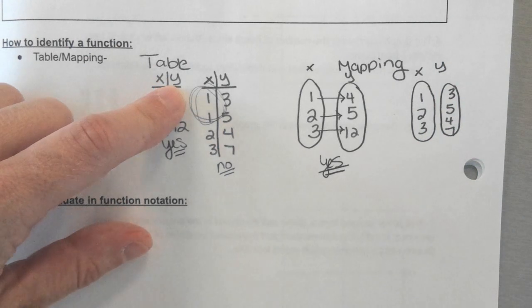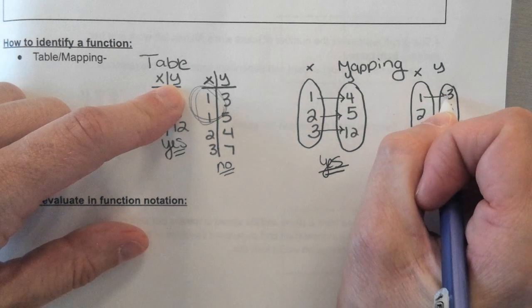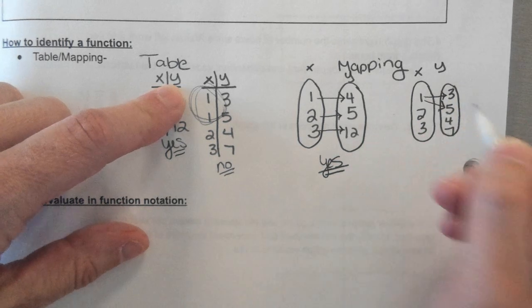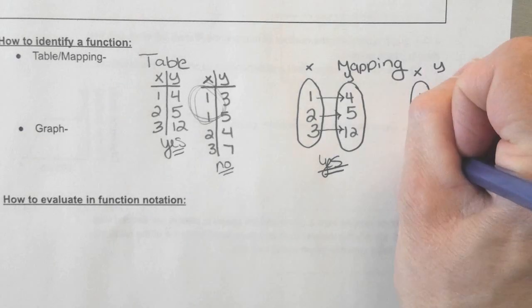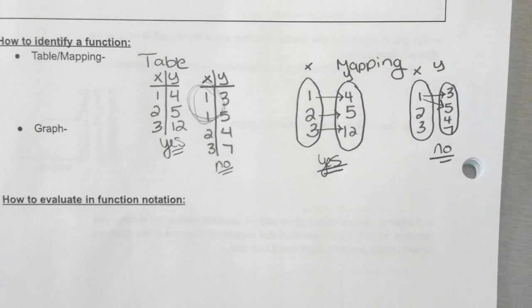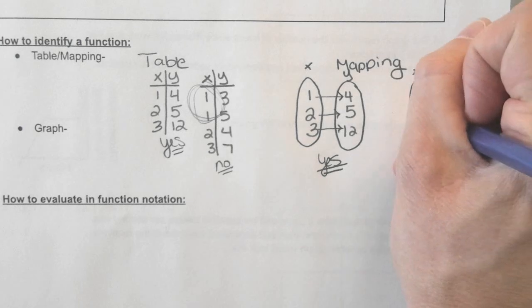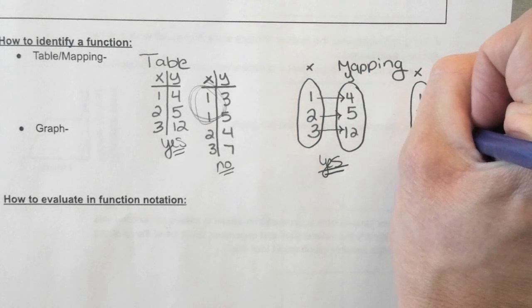So the 1 was matched to 3 and also to 5. If you have something from the column on the left going two different directions, that's not one-to-one, right? That's going two places. So that's why we would say that, no, this is not a function. We had 2 mapped to 4, and then we had 3 mapped to 7.